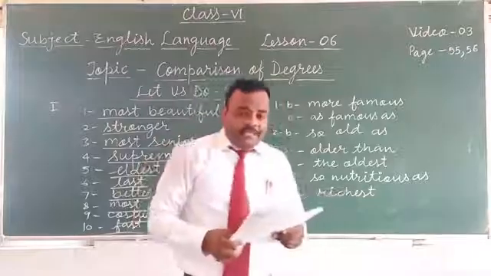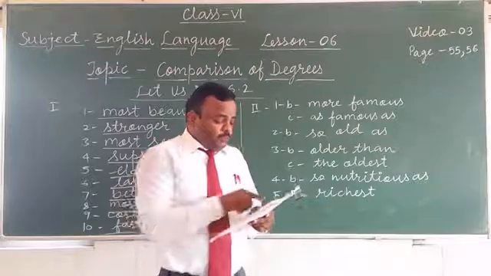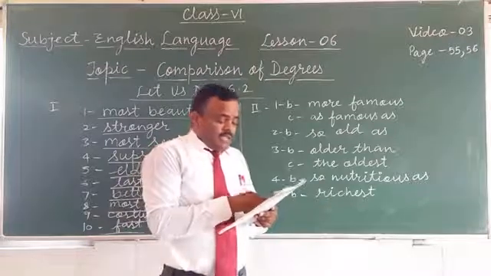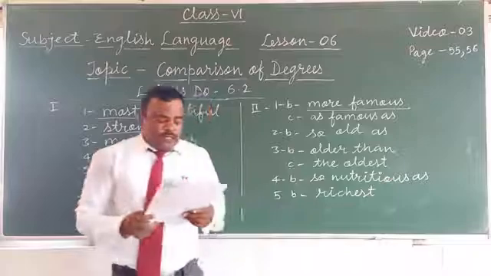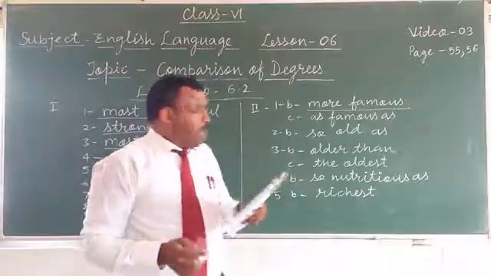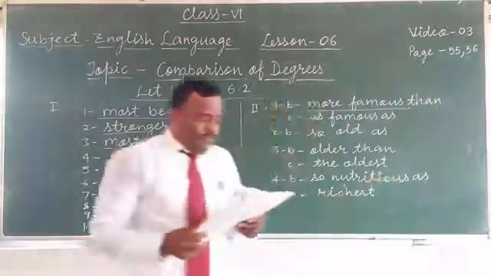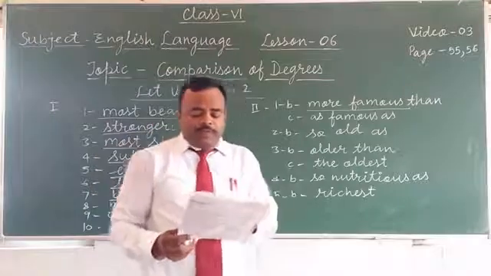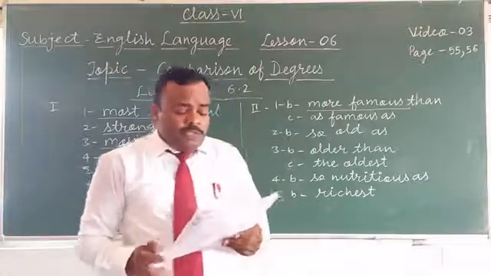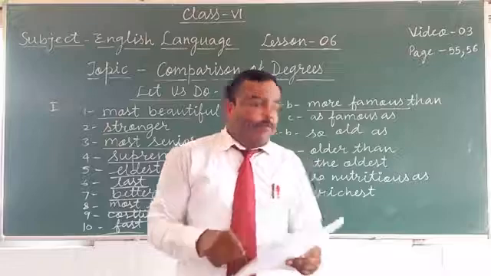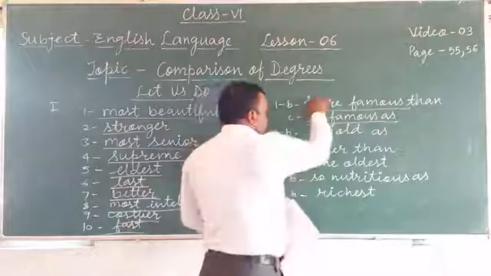Complete the following sentences. The Taj is the most famous historical building. So you have to fill. The Taj is more famous than any other historical building. Clear? See, no other historical building is as famous as the Taj. Positive degree is as famous as. And more famous, this is comparative and this is positive.